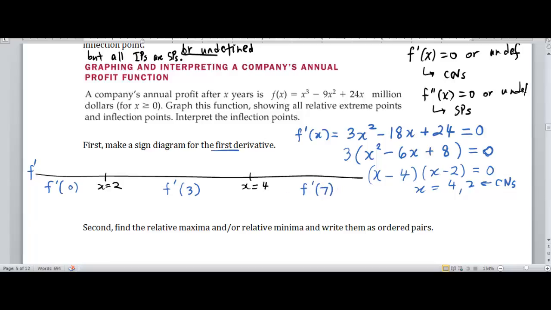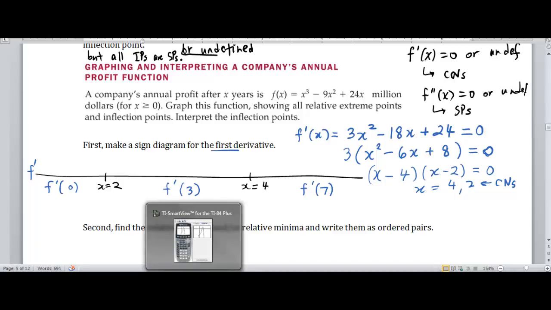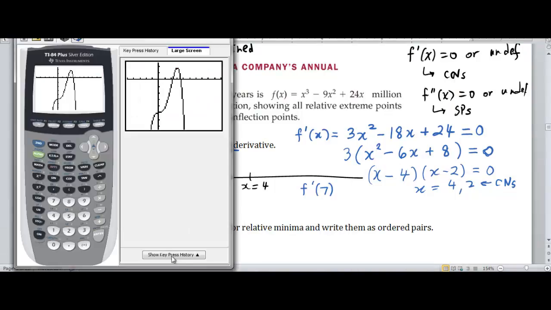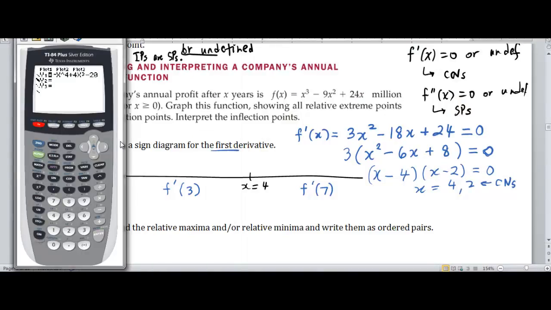You can pick any numbers. No matter what numbers you pick, the y values will be different, but your arrows should be the same. So if you and your friend pick different test points, your arrows should look the same. So let's plug these numbers into the derivative, 3x squared minus 18x plus 24. I want to use the table feature to plug in the values I chose, 0, 3, 7. So we get 24, negative 3, and 45.